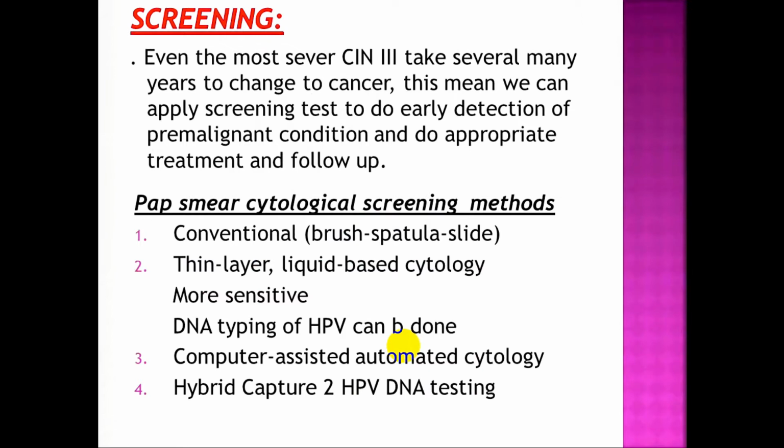Pap smear cytological screening methods include conventional brush, spatula, slide, thin layer using liquid-based cytology, and more sensitive DNA typing of human papillomavirus can be done. Also computer-assisted automated cytology and hybrid capture human papillomavirus DNA testing.